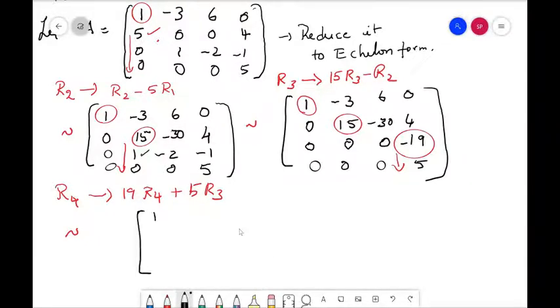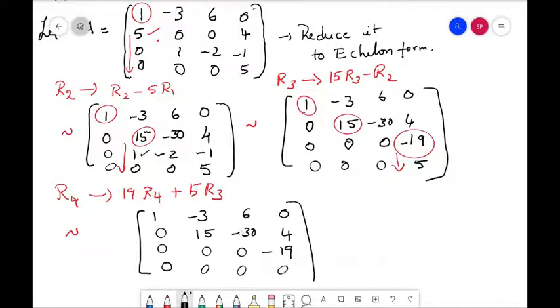Here 1 minus 3 6 0, and then 0 15 minus 30, and then 4 0 0 0 minus 19, and then 0 0 0 0. Now I think we have come to echelon form. Second row this is pivot position, and third row this is pivot position.